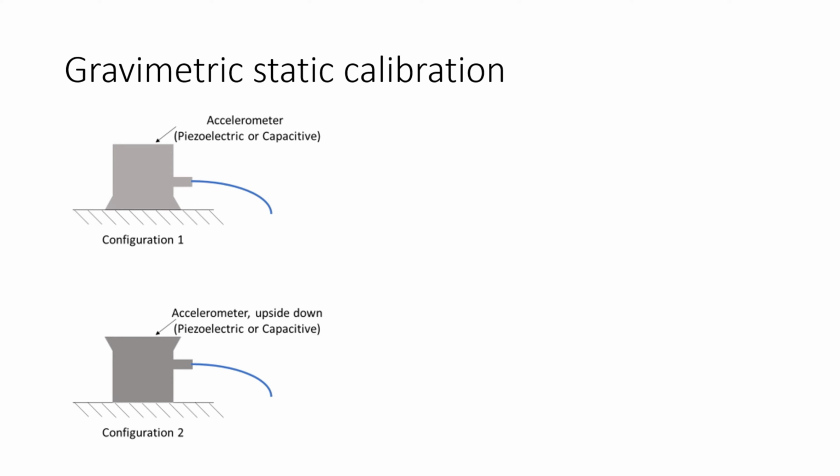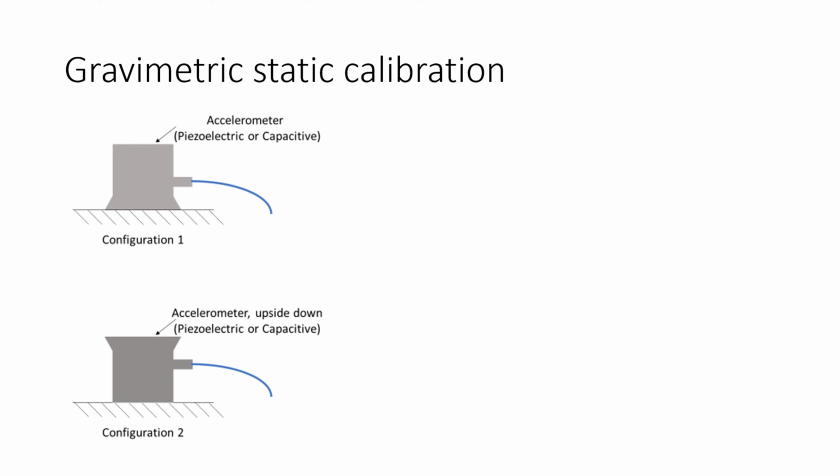So now we're going to talk about calibrating for sensitivity values. The first method that we're going to introduce is called gravimetric static calibration. This is a very simple method that uses the Earth's gravity as a reference for calibrating a capacitive accelerometer. So we talked about how capacitive accelerometers use capacitive plates that are able to measure static accelerations. So let's see how this applies.